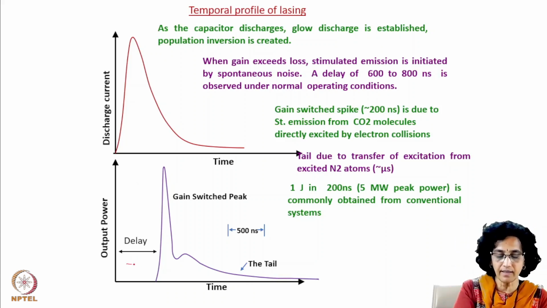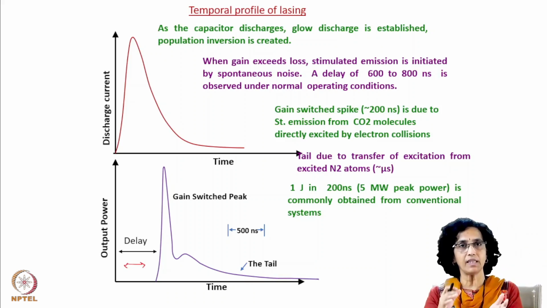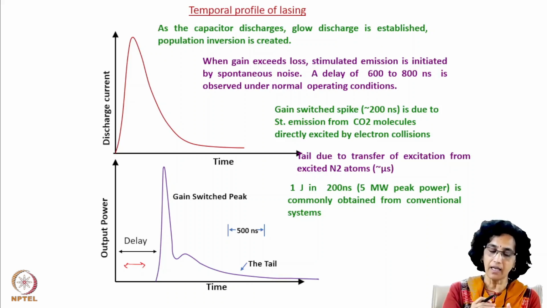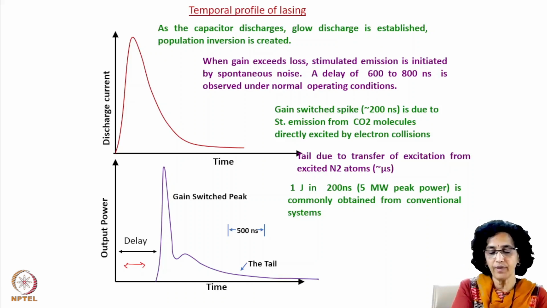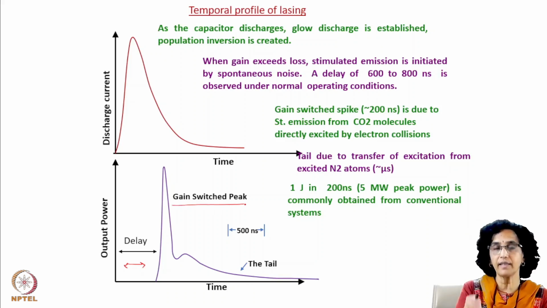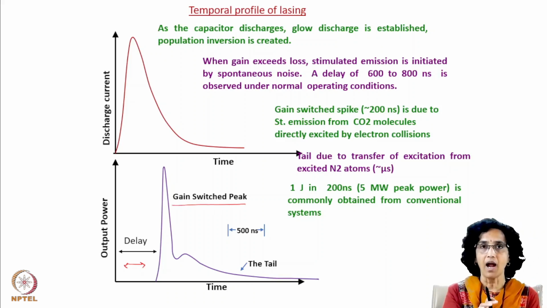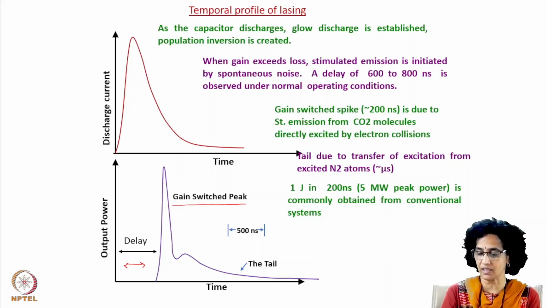And this delay is the time that is required for the gain to build up in the gain medium. In contrast to a CW CO2 laser, we see what is called a gain switched spike or gain switched peak here. And this is absent in a CW CO2 laser. Why?